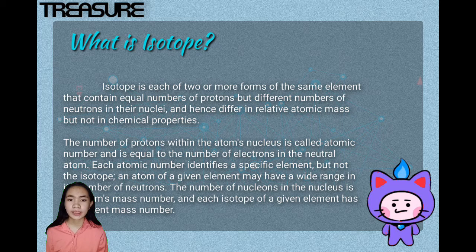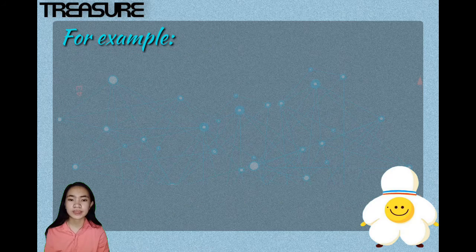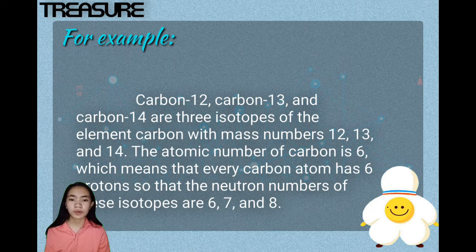The number of nucleons in the nucleus is the atom's mass number, and each isotope of a given element has a different mass number. For example, carbon-12, carbon-13, and carbon-14 are three isotopes of the element carbon with mass numbers 12, 13, and 14. The atomic number of carbon is 6, which means that every carbon atom has 6 protons, so the neutron numbers of these isotopes are 6, 7, and 8.